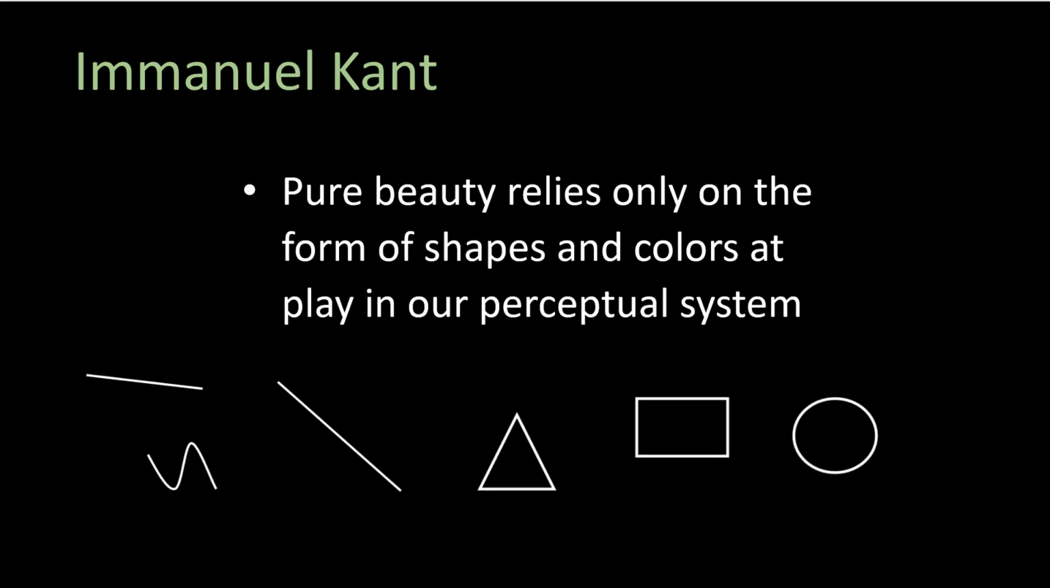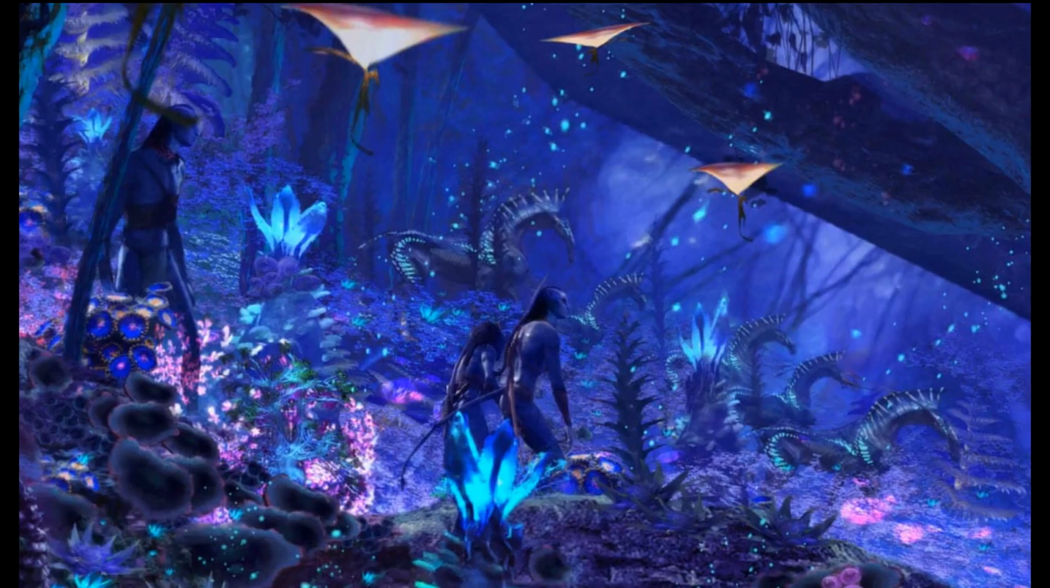Kant believed that true art was a work of genius beyond human description or understanding. It comes from a special perception of which only artists are capable. Pure beauty relies only on the pure form of shapes and colors at play in our perceptual system, and not on any of the theories we associate with art or any stories we tell about that art. Kant might try to take the sets of Wakanda or Pandora and appreciate their purely visual beauty.